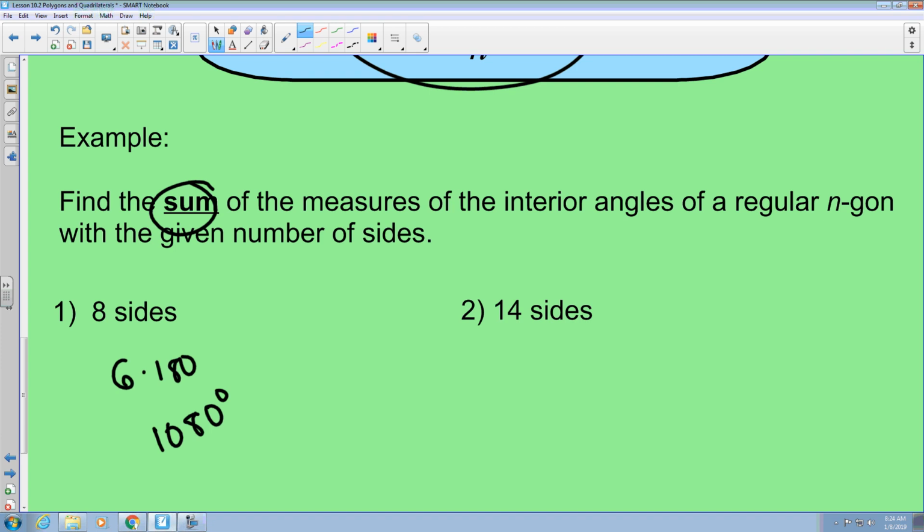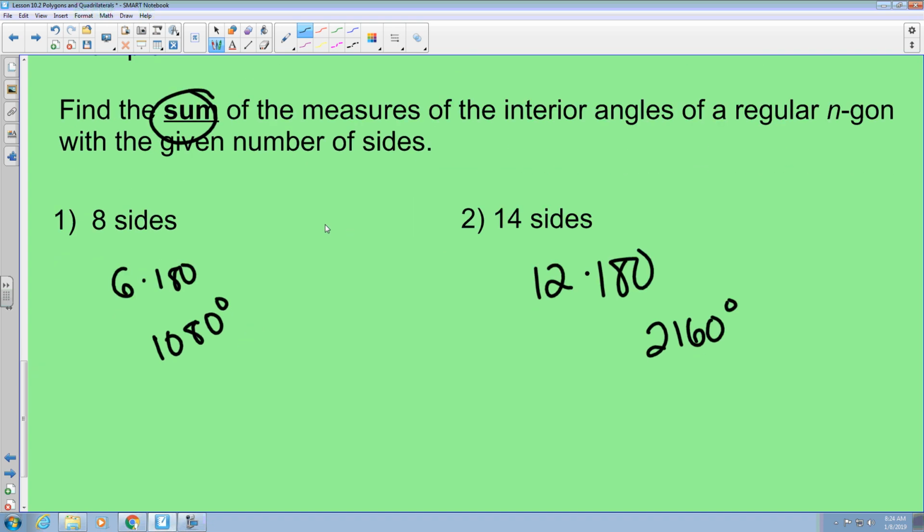We have a 14-sided figure. We can create 12 triangles, multiply that by 180, and we have 2160 degrees as the sum.